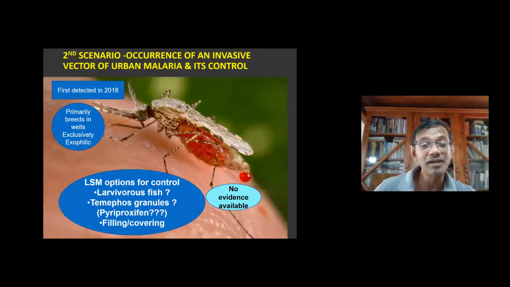The second example is the occurrence of an invasive vector of urban malaria in India and elsewhere, Anopheles stephensi, which in Sri Lanka was first detected in 2018. Later we found it in all the districts in the northern and eastern provinces. This species primarily breeds in wells and is exclusively exophilic. So LSM is the only option for control. We tried carnivorous fish and amorphous granules. Pyriproxyfen was not used because that policy decision was not taken. So we didn't have evidence at all. So it's very difficult to eliminate this species, but I think we need to have such evidence on LSM.